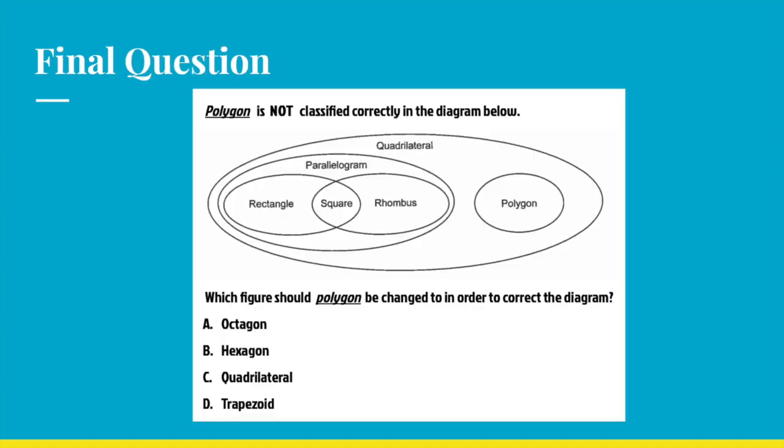So here's your final question before you build. Polygon is not classified correctly on the diagram below. Which figure should polygon be changed to in order for the diagram to be correct? A, octagon, B, hexagon, C, quadrilateral, or D, trapezoid?